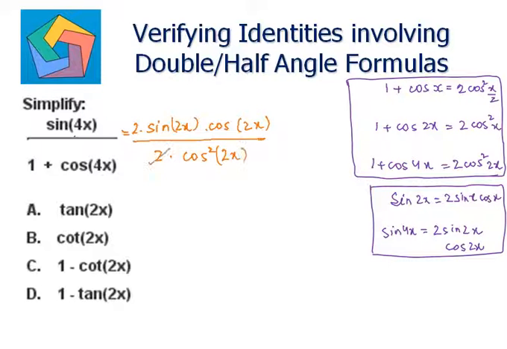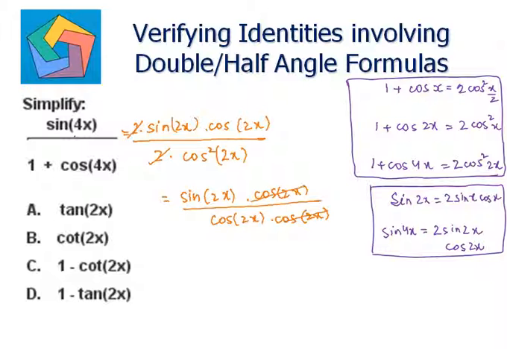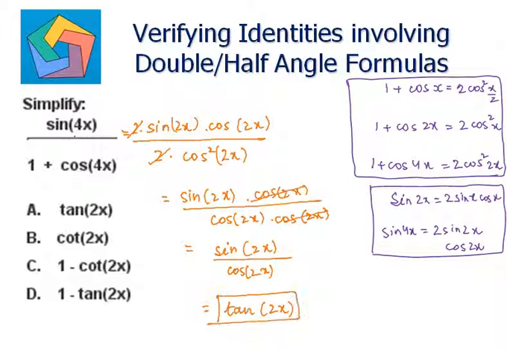2 and 2 strike out. It is equal to sin 2x times cos 2x over cos square 2x, which can be written as cos 2x times cos 2x. Cos 2x strikes out. This is equal to sin 2x divided by cos 2x. That's equal to tan of 2x. Which is the answer in the A part.